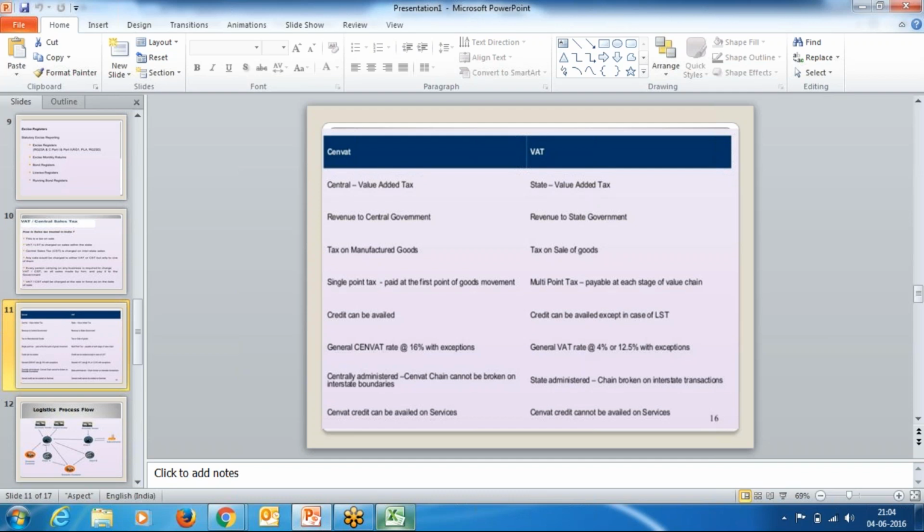Here in case of CENVAT, credit can be availed. The credit is about the utilization. Here in case of VAT, you can utilize or avail the VAT credit except in case of CST. Then this is the older one, which generates CENVAT at a rate of 16% with exceptions. Here see, excise is much more about the exception part.